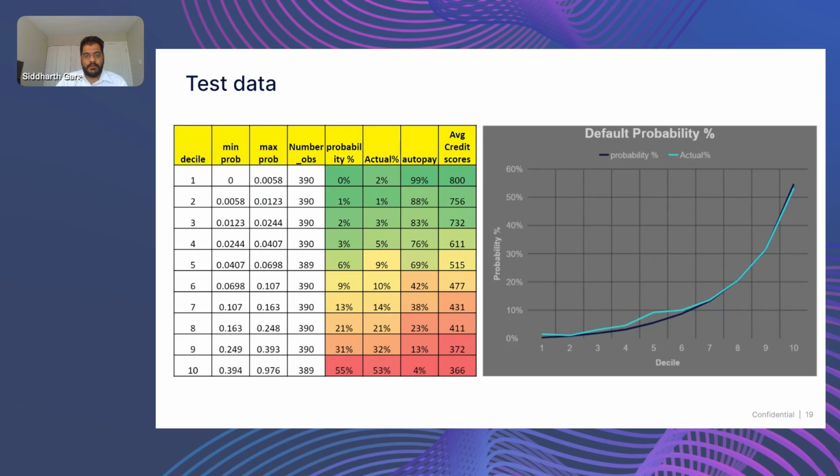So we see that as the credit score decreases, the risk of default increases. As the auto pay percent increases, the risk of default really decreases.